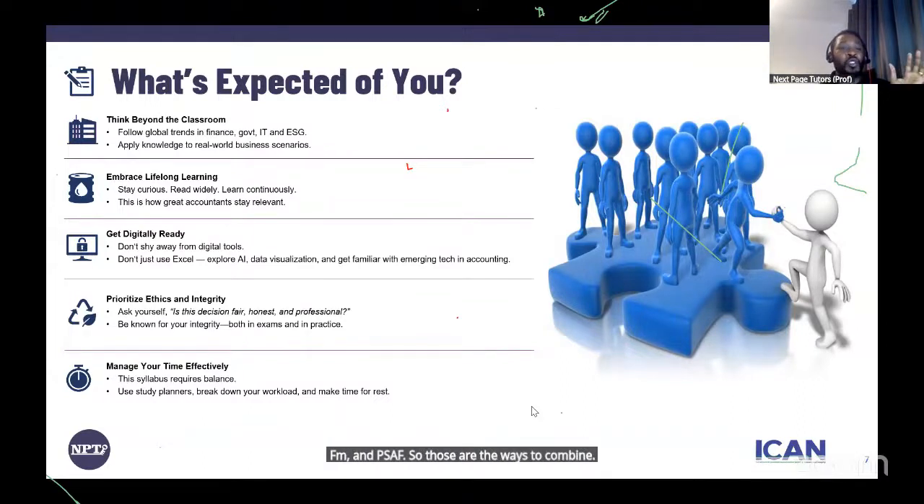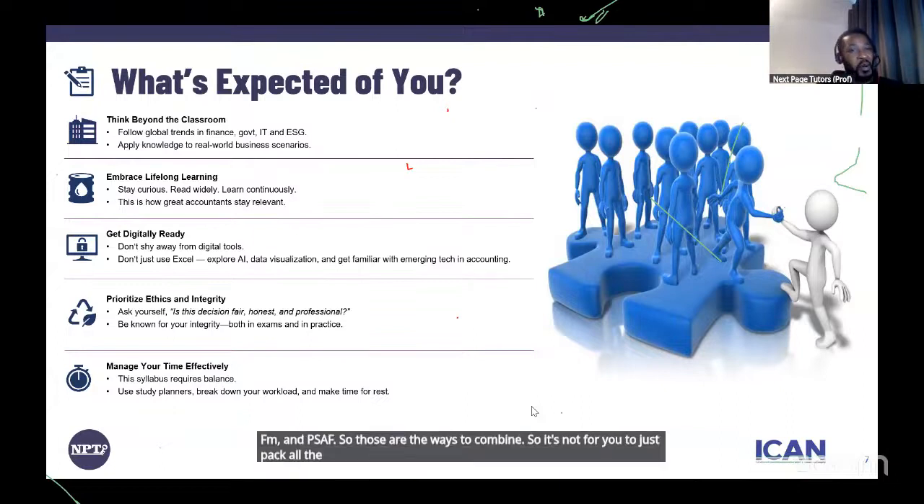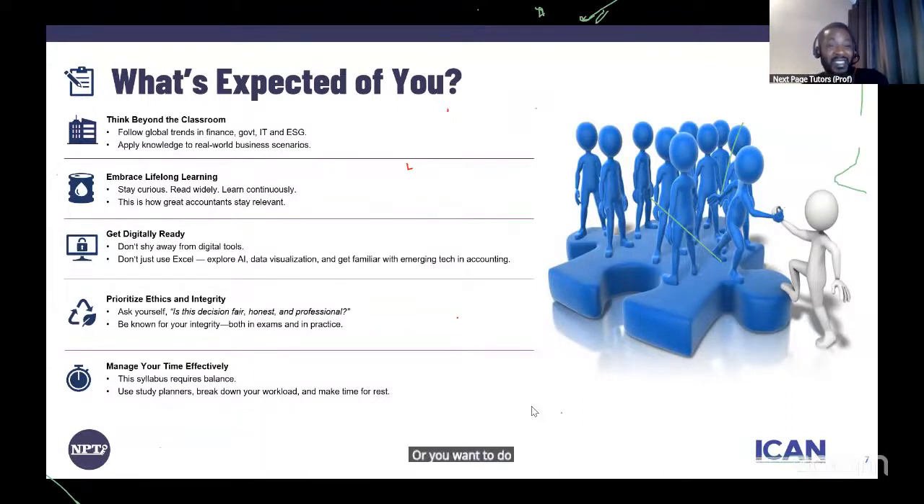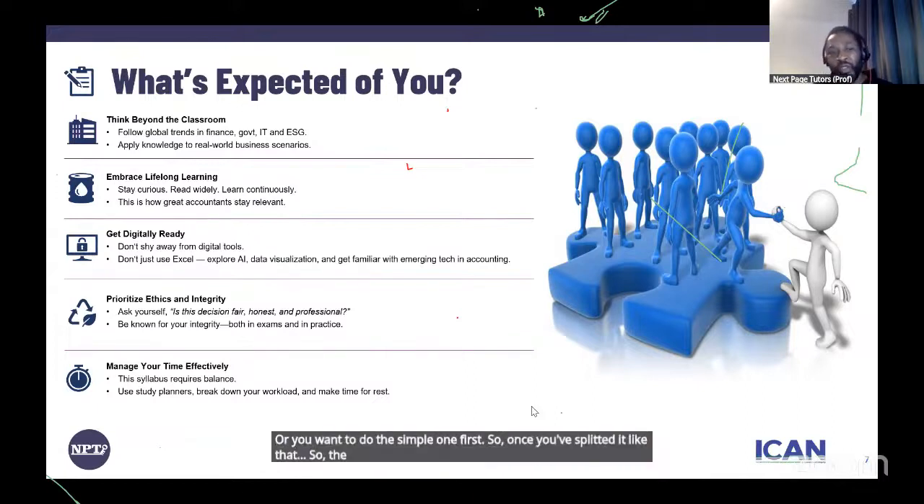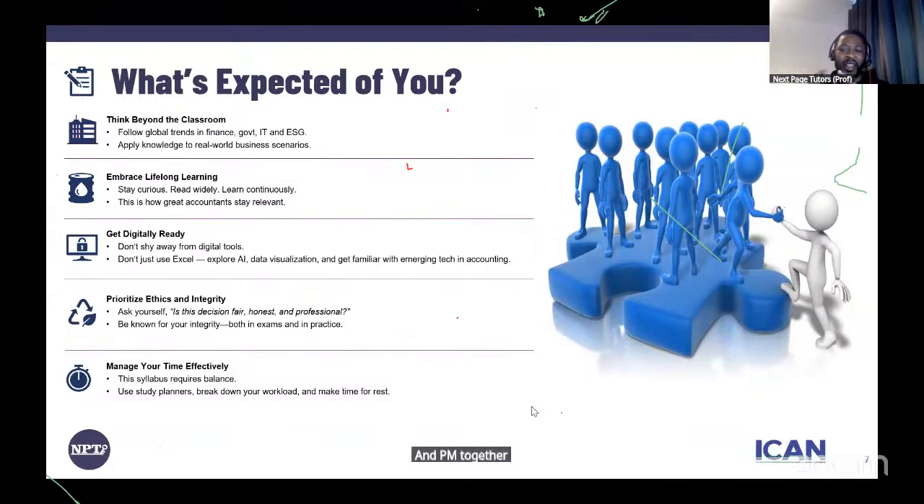It's not for you to just pack all the bulky ones first, or do all the simple ones first. Once you've split it like that, the reason you probably want to consider FM and PM together is that there is some level of closeness. The reason you probably want to consider FR, audit, and tax together is that they are somehow closely related. So it makes sense to put them into one bucket, and the others into the other bucket.